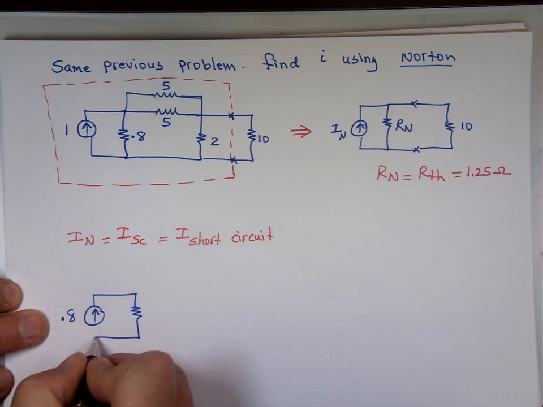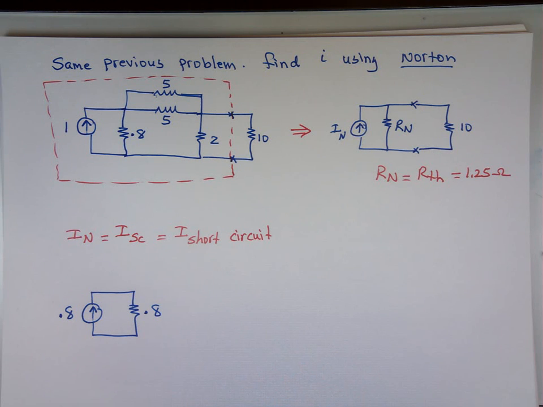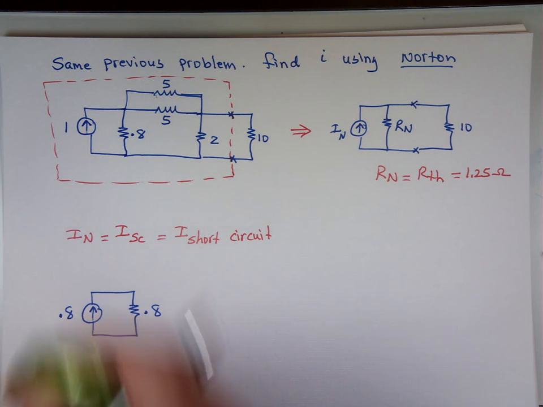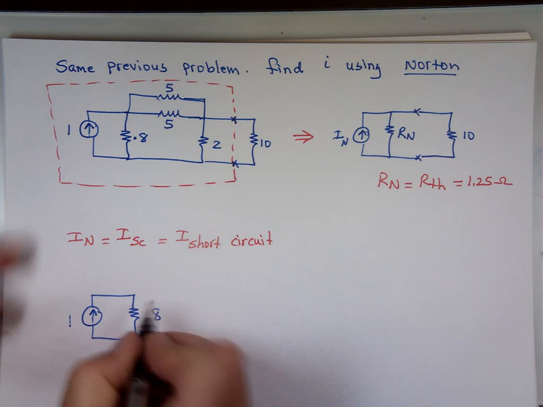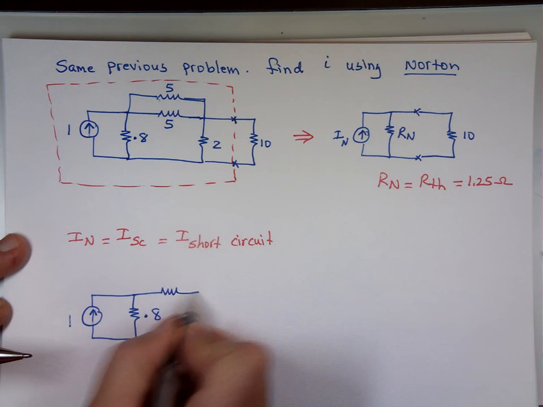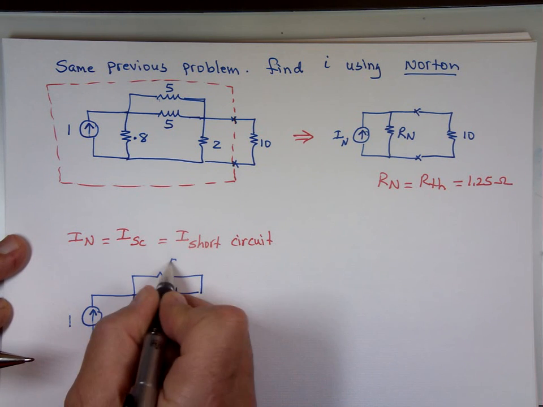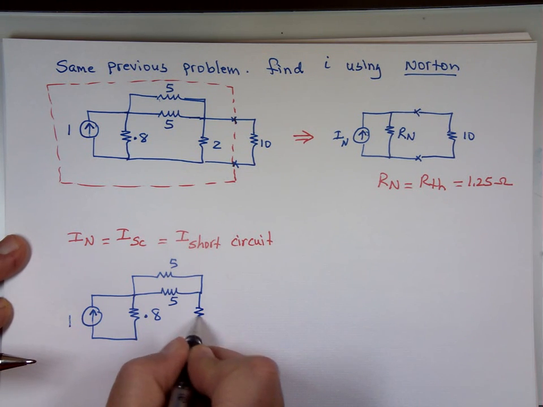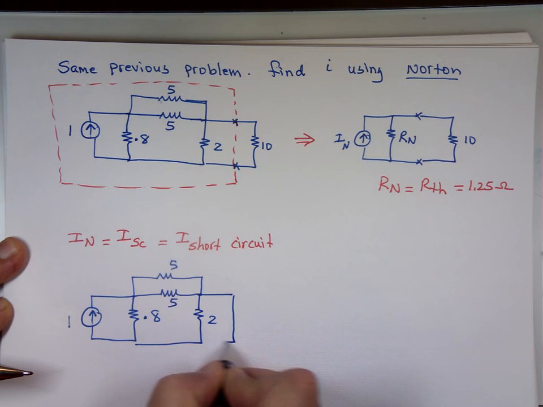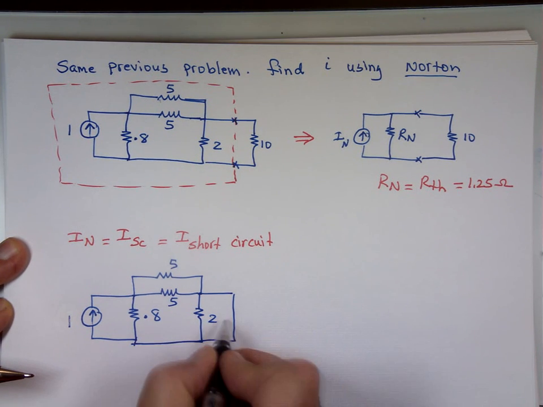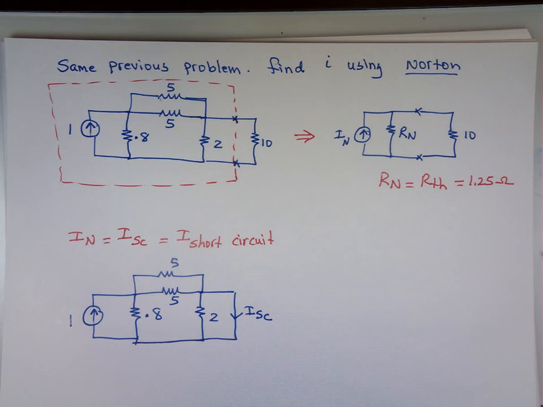Oh, I don't know why I made 0.8. That's a 1, not a 0.8. My mind is one step ahead. 5, 2. And now we're going to take a wire here and put it right there, and find that current I short circuit. That's your I short circuit, right there.